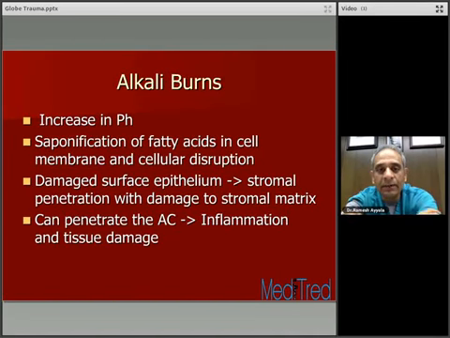The way alkali burns work, they increase the pH, with saponification of fatty acids in the cell membrane, and cellular disruption results on exposure to the alkali. Damage to the surface epithelium leads to stromal penetration with damage to the stromal matrix. In severe cases the alkali can penetrate into the anterior chamber, causing inflammation of the anterior chamber tissues and tissue damage.